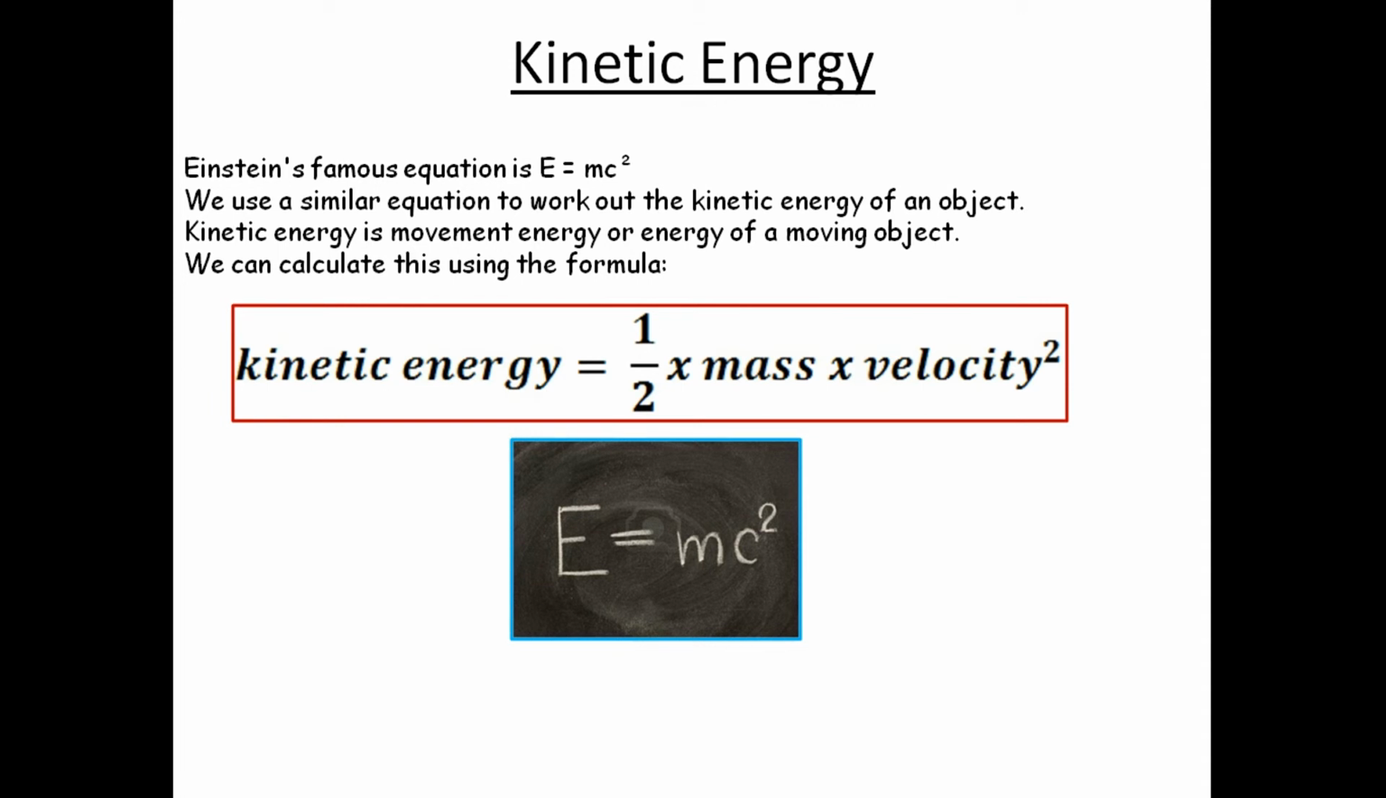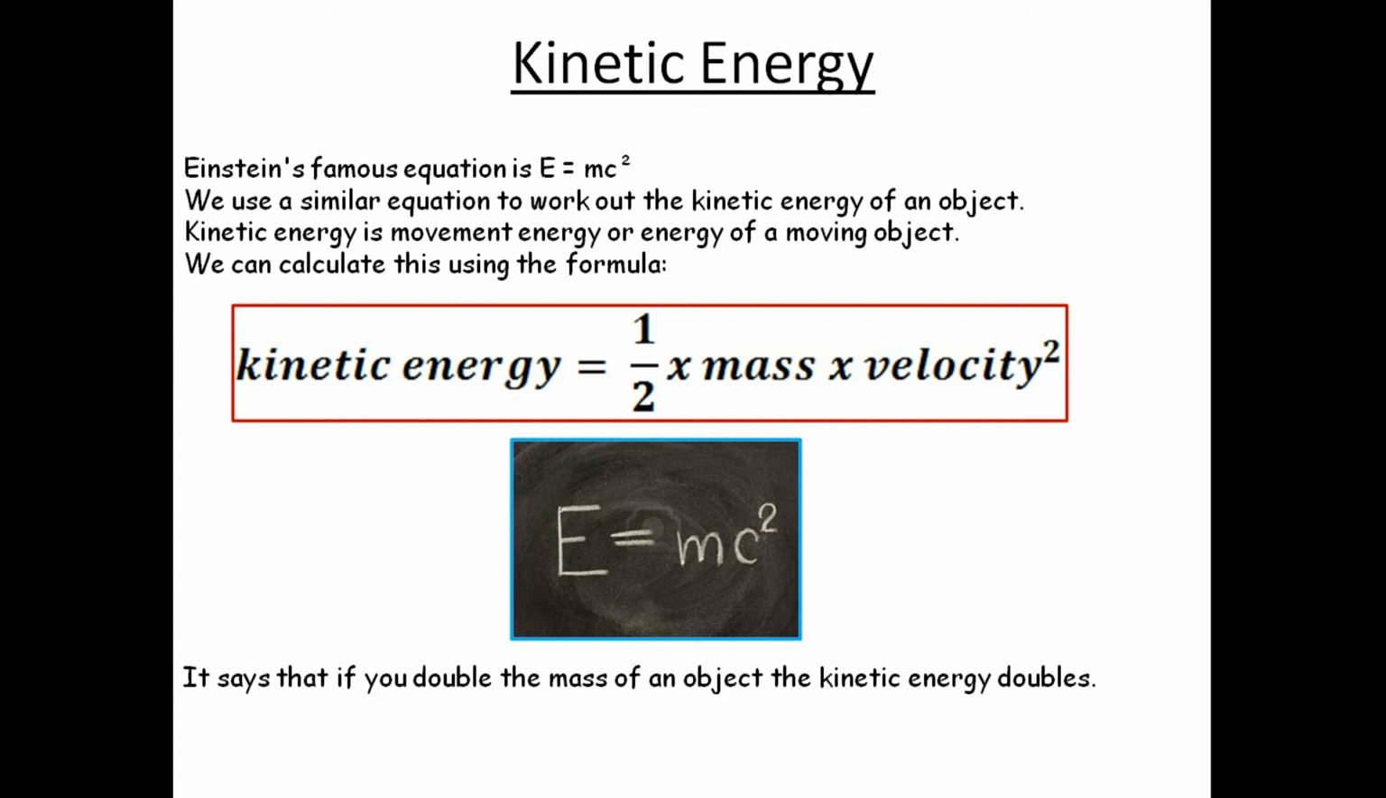This links to Einstein's equation because E is energy, m is mass, and v squared, or c squared, where c is the speed of light. So this is how it's related to that. So kinetic energy equals half of the mass multiplied by the velocity squared.